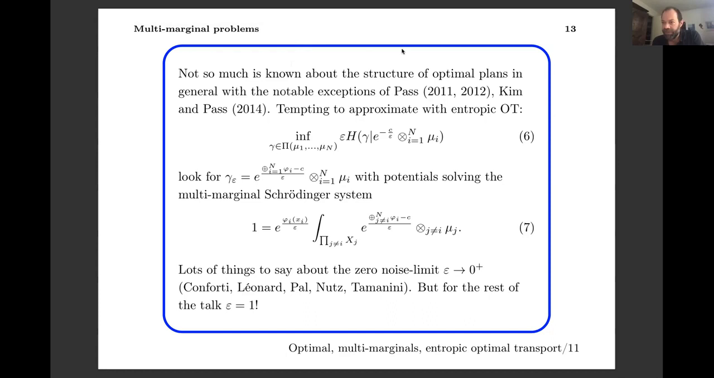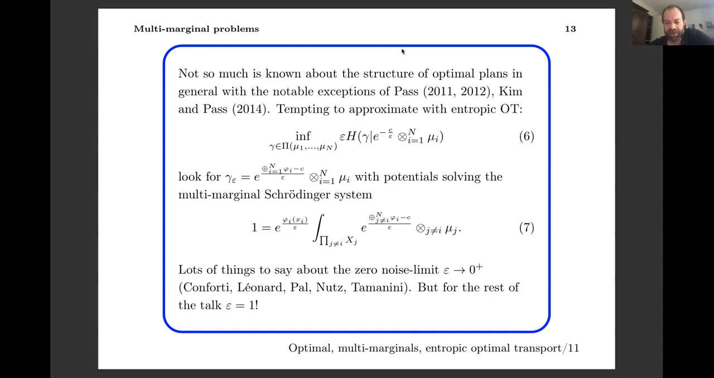Okay. So I said there is a huge stream of research, which is still very active now, on understanding precisely what happens as epsilon goes to zero, in which sense you approximate the optimal transport problem, with similar contributions by Christian, and more recently by Giovanni, Soumik Pal, Marcel Nutz, Luca Tamanini, and many others.